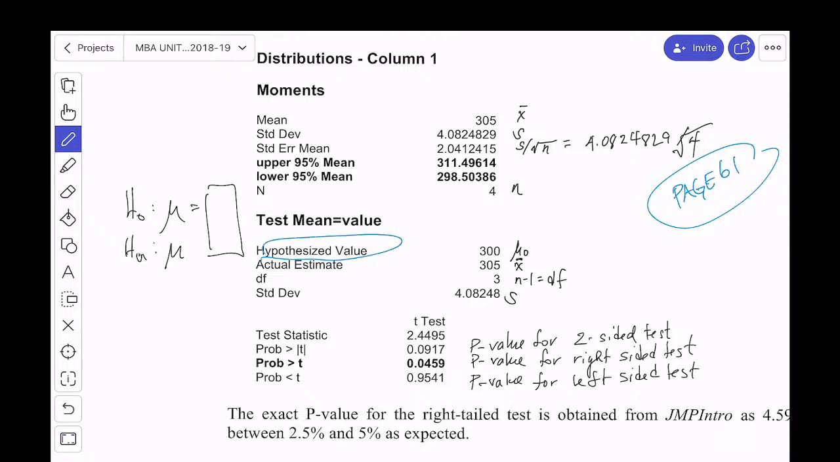The hypothesized value is here, 300. And whatever I put there, I also put here. The alternative hypothesis, depending on which one I want, the results are given here. So let's say I pick greater than. So how do you conclude? So you should be able to read output.